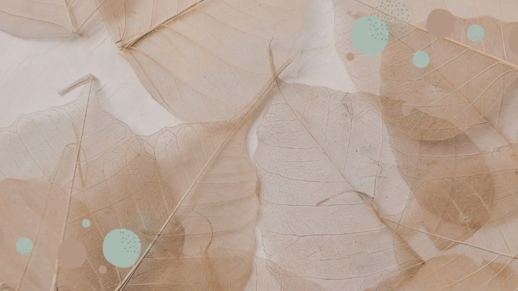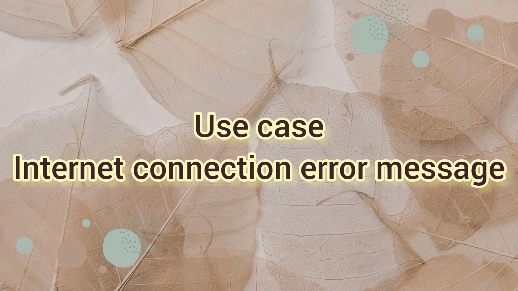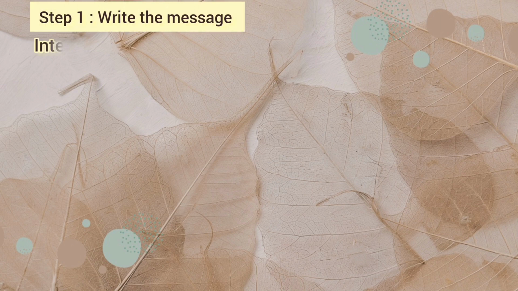So follow these steps to write a concise copy. Write a message, make it friendly, shorten it, and make it useful. And you're done. Let's assume you want to write an internet connection error message. Here is how you can do that. Step 1, write a message. Internet connection error occurred. Okay.